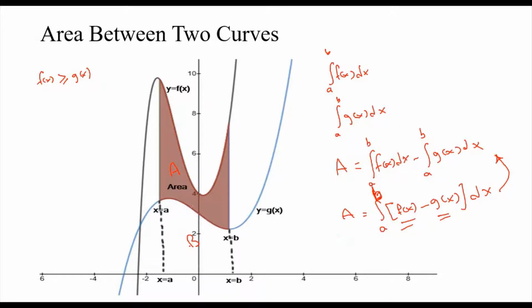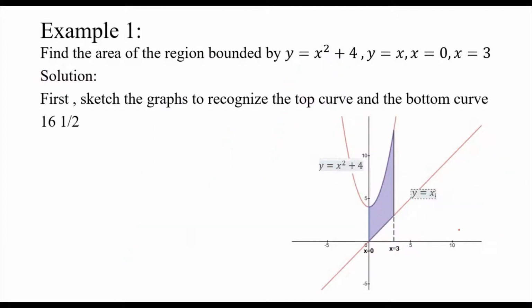So basically, anytime I want the area between two curves, I have to determine the top function, the bottom function, and I have to determine a and b. And then I can apply this formula to find the area between those two curves.